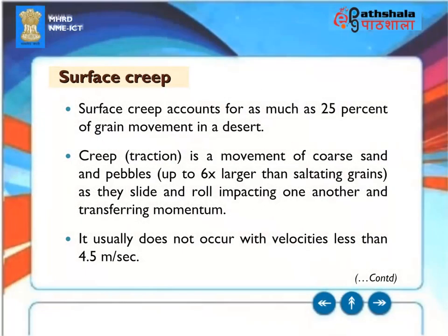Surface creep. Surface creep accounts for as much as 25% of grain movement in a desert. Creep or traction is a movement of coarse sand and pebbles up to 6x larger than saltating grains as they slide and roll, impacting one another and transferring momentum. It usually does not occur with velocities less than 4.5 meters per second.